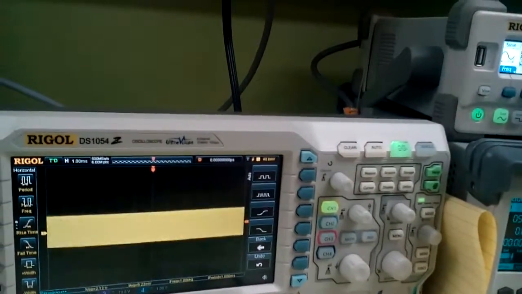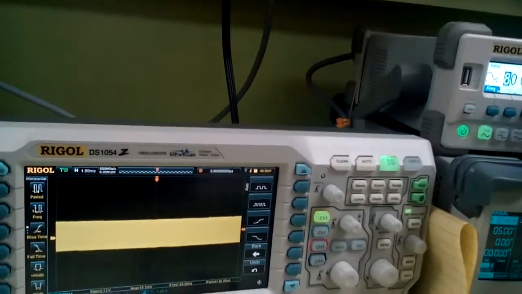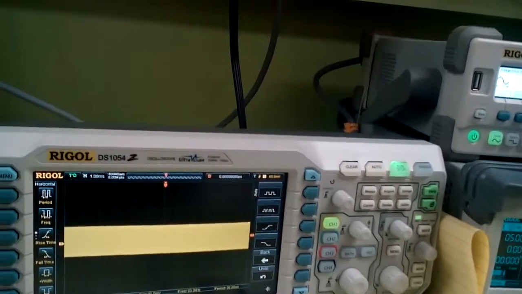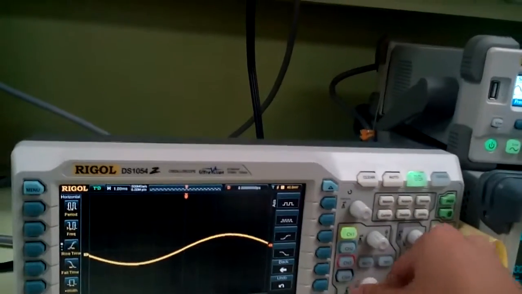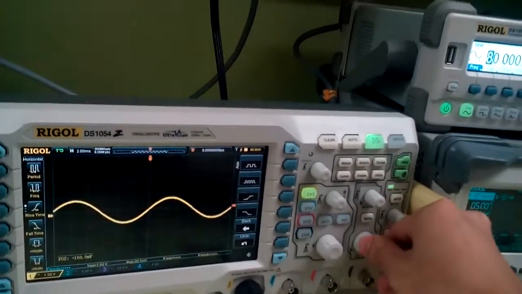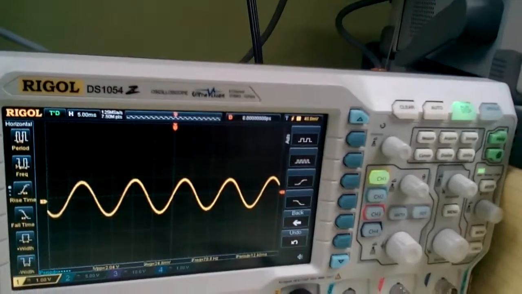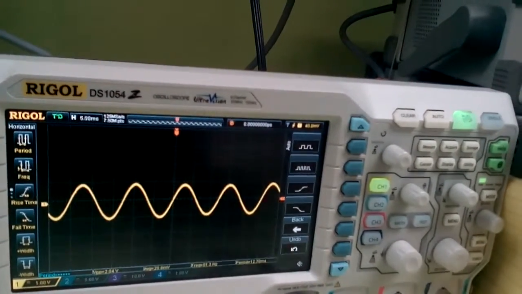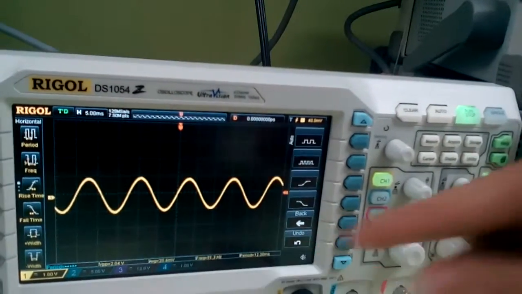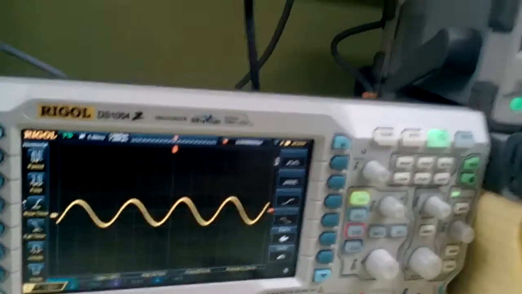On the intermediate area. And now we are at 80 hertz, which is somewhat close to our center frequency. But we are still at 2 volts peak to peak.